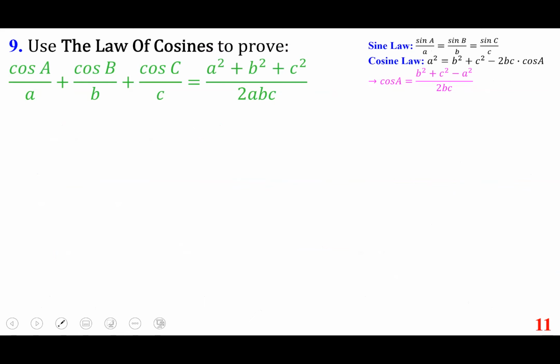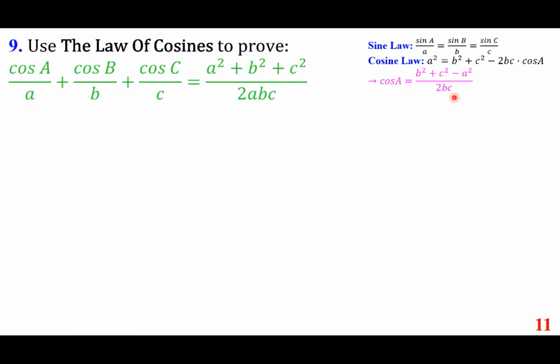I'm going to use the law of cosine to prove this. Cosine A over A plus cosine B over B plus cosine C over C is A squared plus B squared plus C squared over 2ABC. We remember the sine law, the cosine law, and with the cosine law, we say cosine A is B squared plus C squared minus A squared over 2BC.